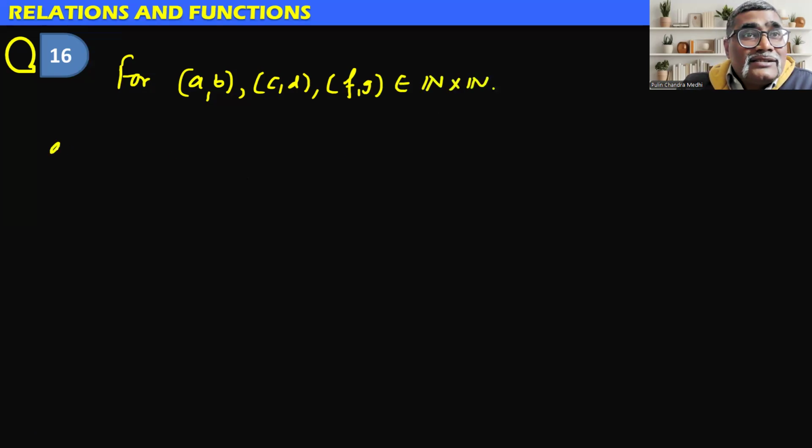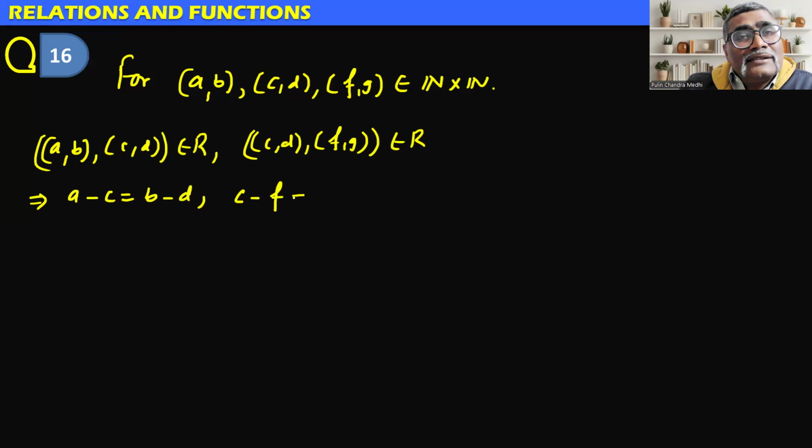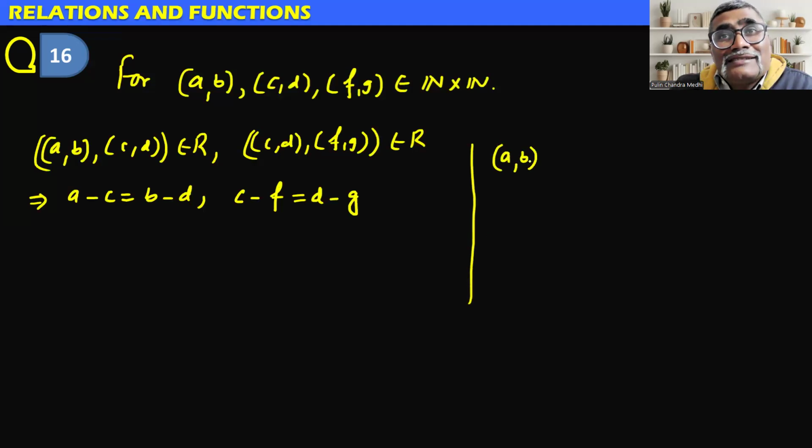Now, for transitivity, you will relate the first two ordered pairs, you will relate the second two ordered pairs, and then this should imply the first and the third. So let us just write the relation. How did we write the relation? A minus C equal to B minus D, and here C minus F equals D minus G. Now again I propose you do the rough work. What should be your final relation? (A, B) and (F, G).